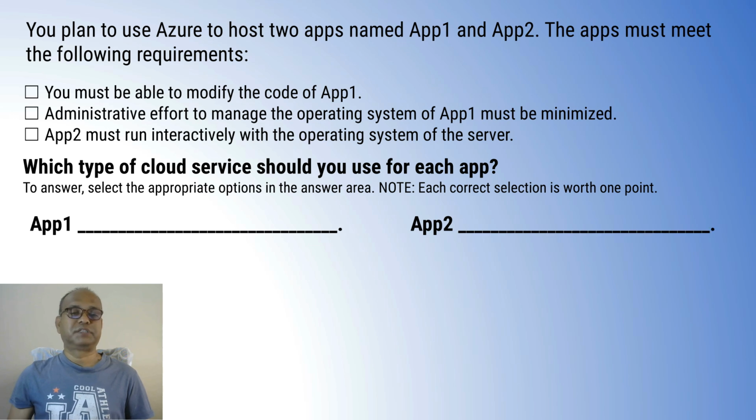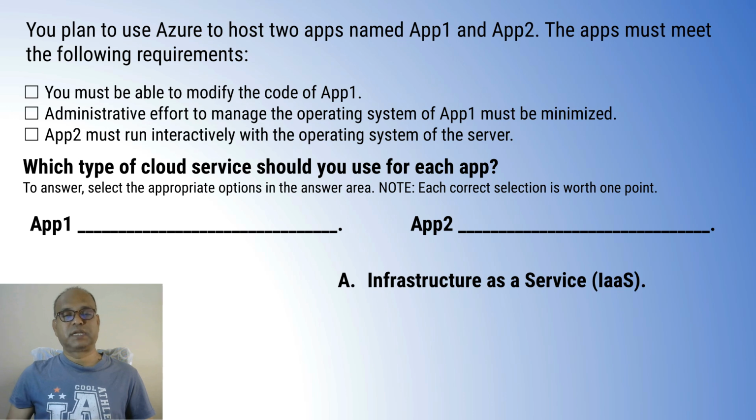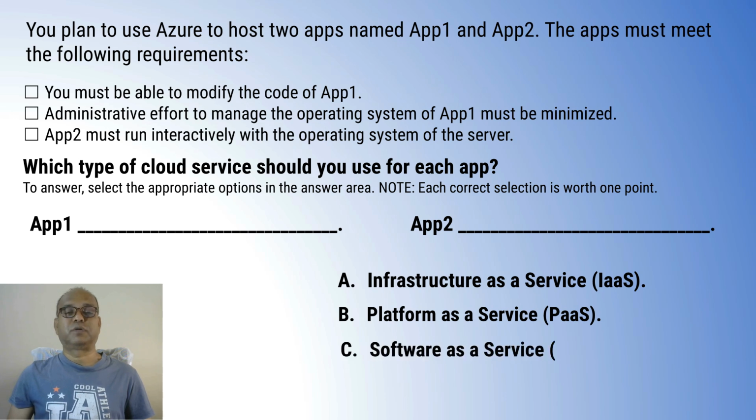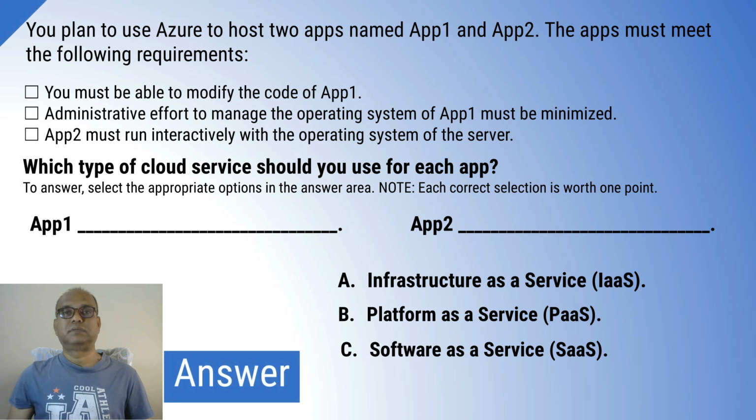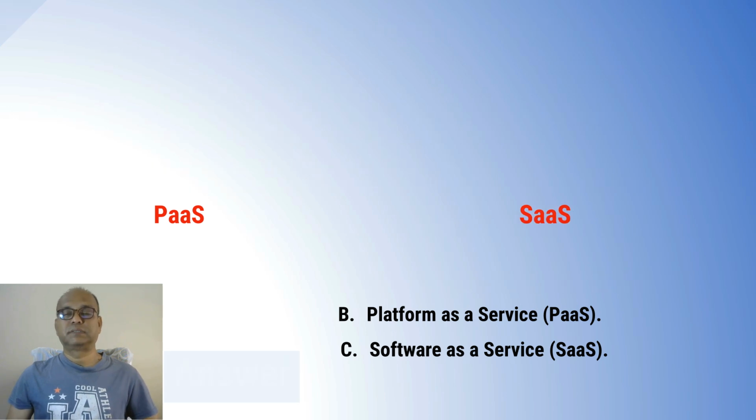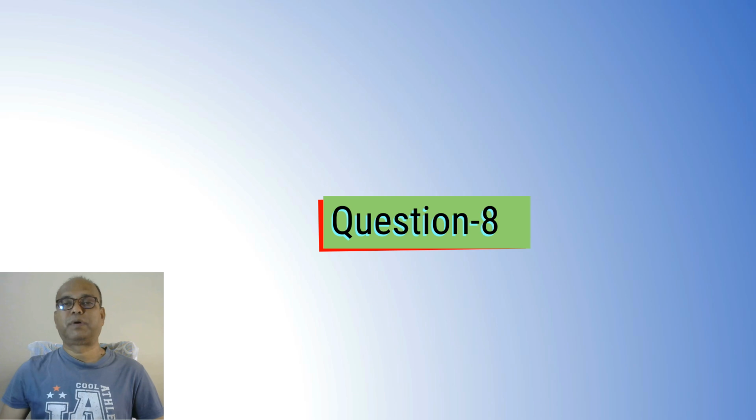App 1 dash, App 2 dash. Option A, infrastructure as a service IaaS. Option B, platform as a service PaaS. Option C, software as a service SaaS. Answer. For App 1, it will be platform as a service PaaS, and for App 2, it will be software as a service SaaS. Next question, question number 85.